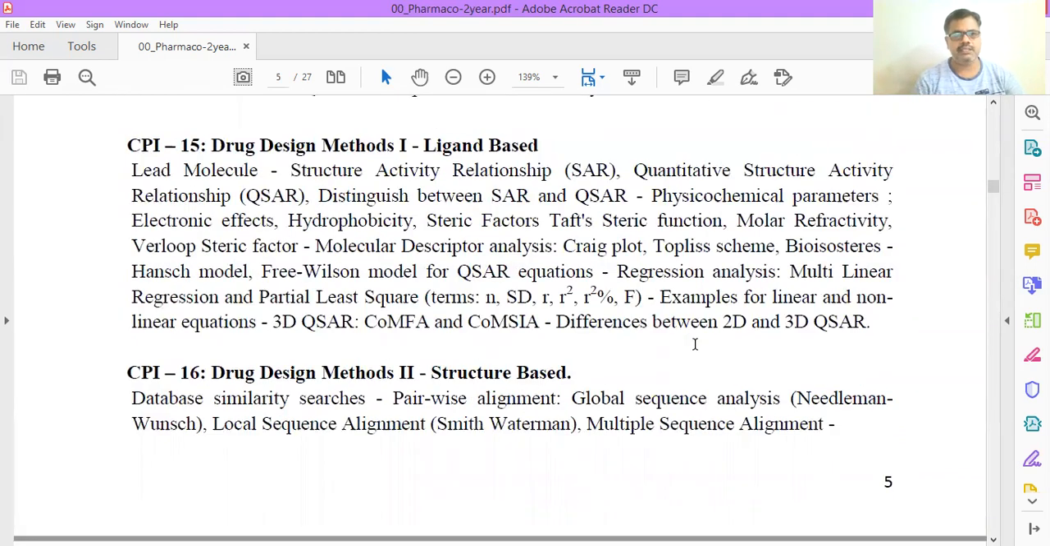And another topic is drug designing methods: one is ligand based, another one is structure based. So these are the two types of drug designing concepts. One is ligand based analysis, one is structure based analysis.